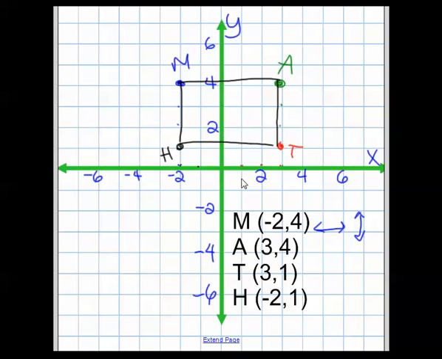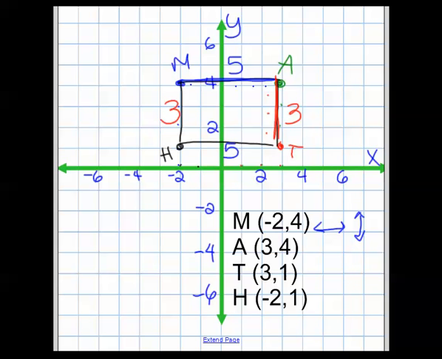Now that I have my shape drawn, I can do more with this. I can figure out, well, how long is this side right here? If I look, it looks like I'm counting over 1, 2, 3, 4, 5. So this side would be 5. Since it's a rectangle, I know the bottom side is 5 as well. Okay, well, what about this side over here? It looks like on my graph I'm going 1, 2, 3. So this side would be 3, which means that side is also 3.